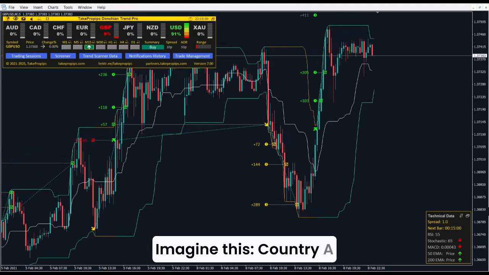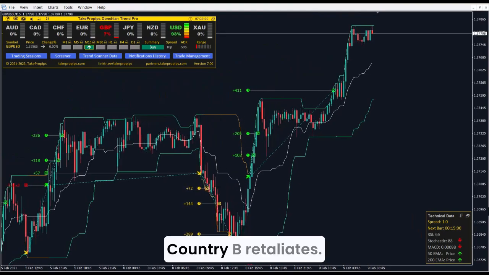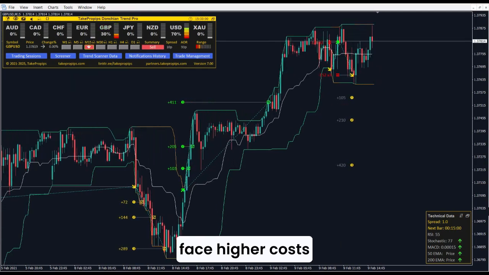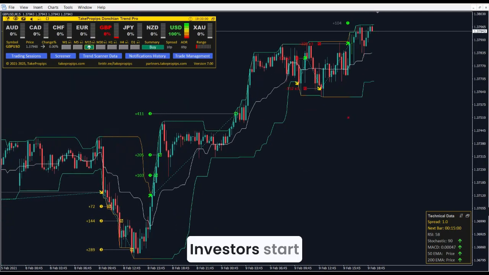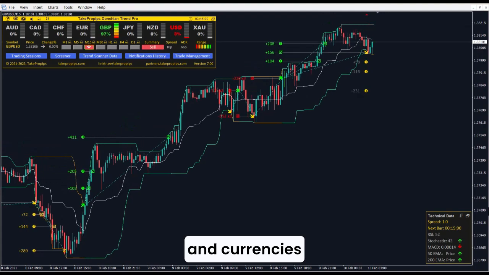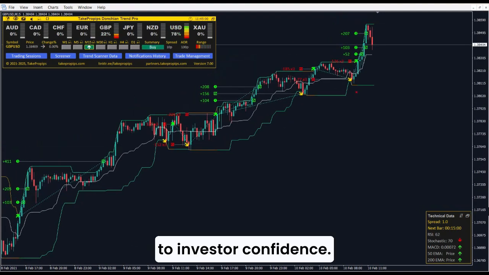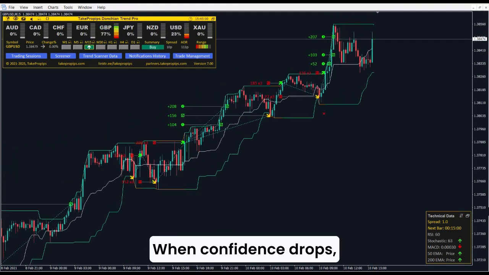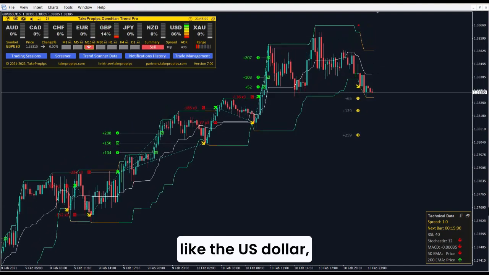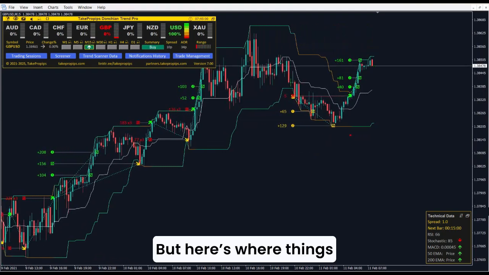Imagine this. Country A imposes high tariffs on goods from country B. Country B retaliates. Suddenly, the companies in both countries face higher costs and less global demand. Investors start pulling out money, stock markets wobble, and currencies start to swing. The first thing you'll often see is a hit to investor confidence. When confidence drops, people move their money into what are known as safe haven currencies like the US dollar, Swiss franc, or Japanese yen.